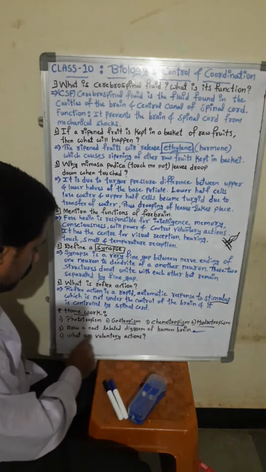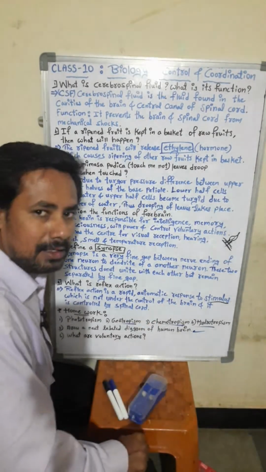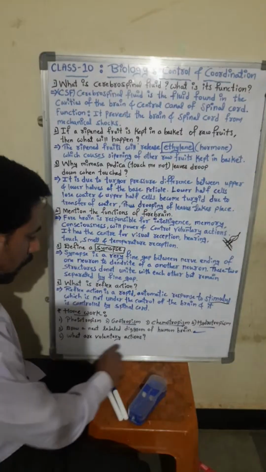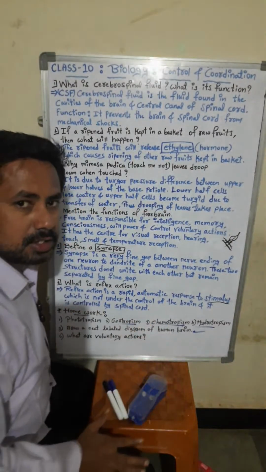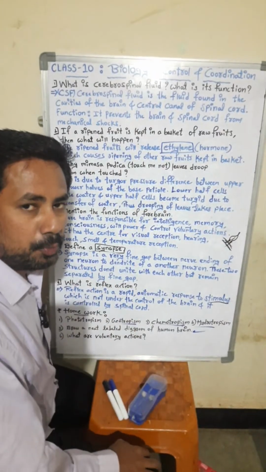So you have to draw a neat labeled diagram of the brain, and what are voluntary actions. So these are some of the questions or homework I am giving you people.